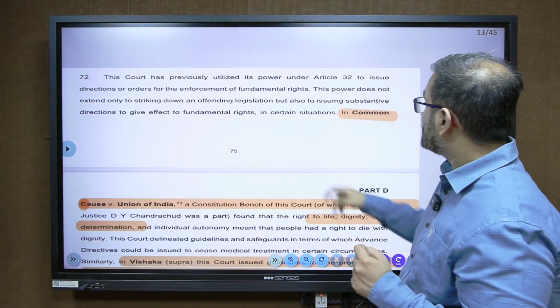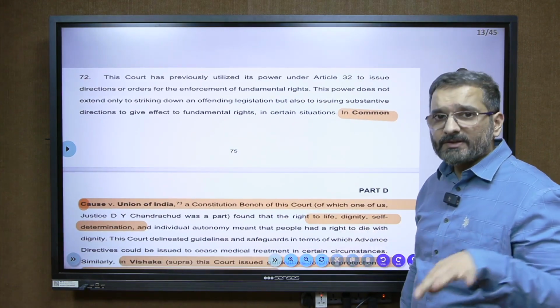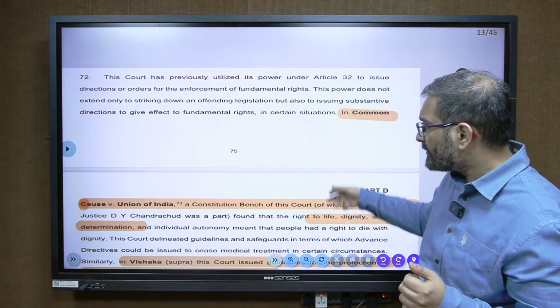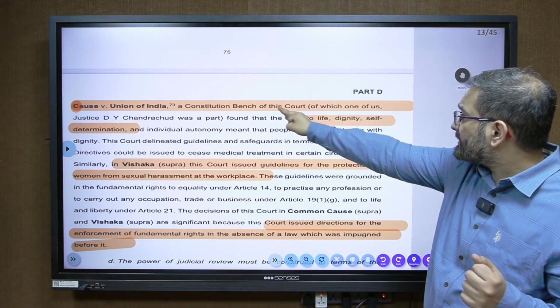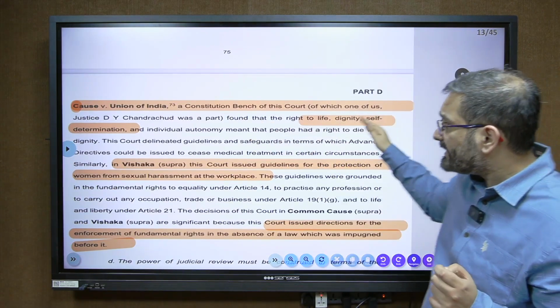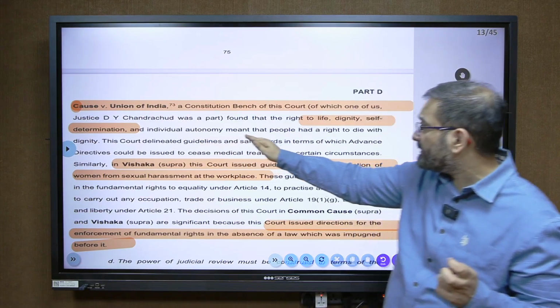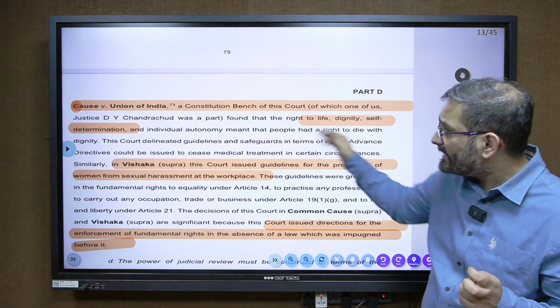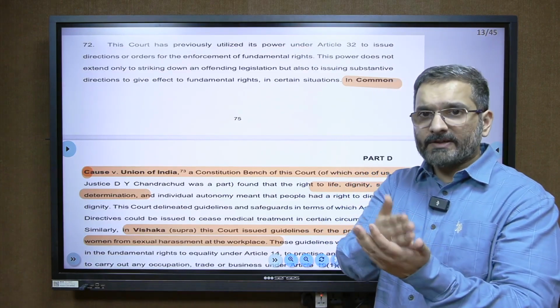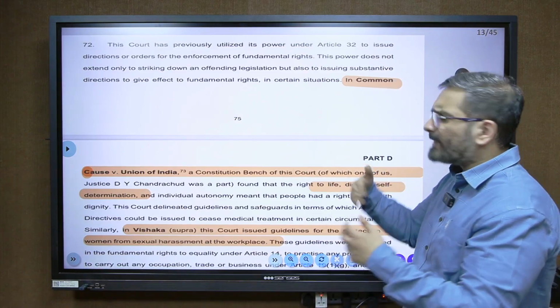Now again the CJI goes into the previous case laws, precedents, doctrine of stare decisis, Article 141. In Common Cause versus Union of India, a constitution bench of this court, of which one of us, that is D.Y. Chandrachud, found that the right to life, dignity, self-determination and individual autonomy meant that people had a right to die with dignity. So in which of the following case laws was the right to die with dignity held as a part of fundamental rights?